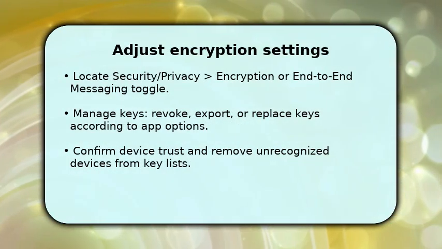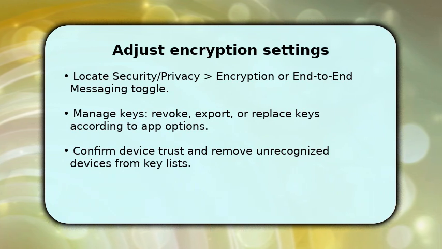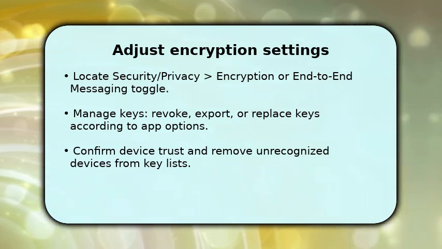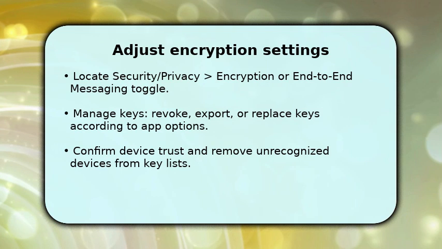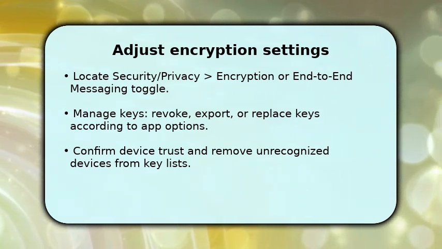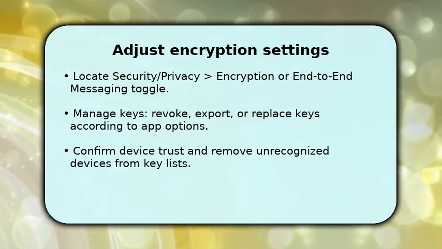You now change the encryption mode. Find the end-to-end or message encryption toggle and read the brief warning so you know the consequences. If the app uses keys, export current keys for recovery, then revoke or replace them as required. This step explains why keys matter, because they control who can decrypt messages.